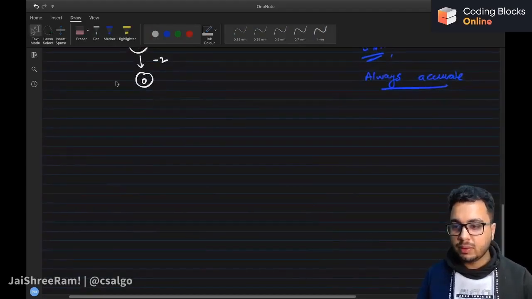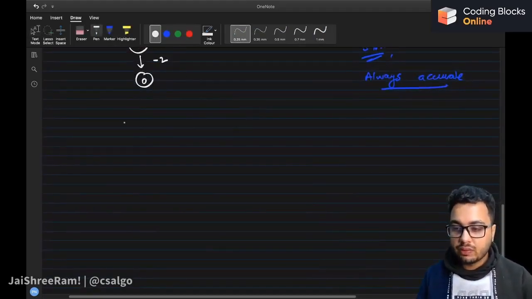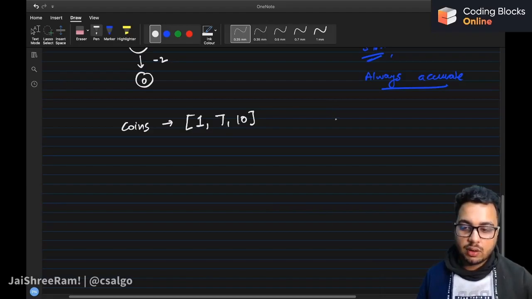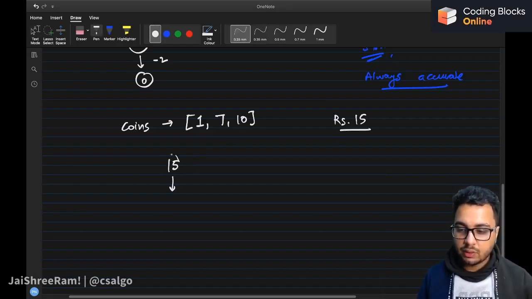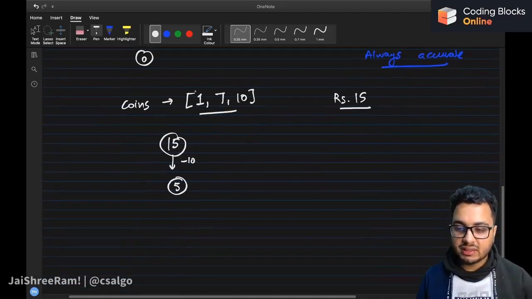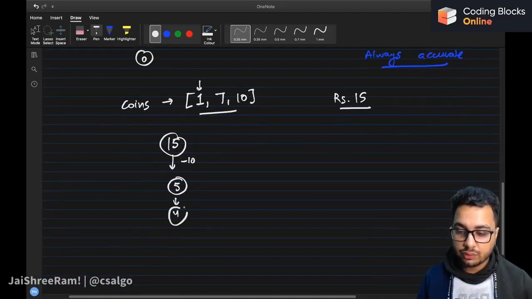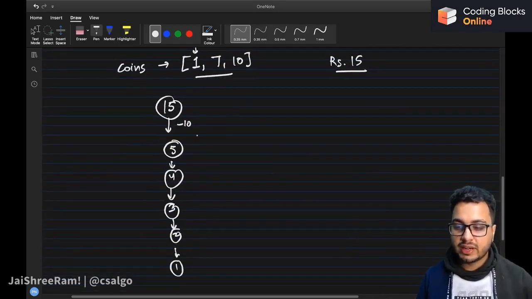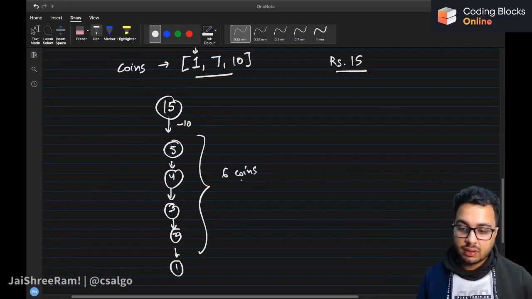Let me give you one example where you will see greedy will actually fail. For example, you go to a different country where the coin denominations are like this. You have a 1 rupee coin, a 7 rupee coin, and a 10 rupee coin. Let's say you want to make change for 15 rupees. If you apply a greedy approach here, from 15 I can reduce my problem by picking a 10 rupee coin to 5, and to make 5 I will just have 1 rupee coins. So from here I will reduce to 4, 3, 2 and 1. Effectively you will end up having 6 coins as change.